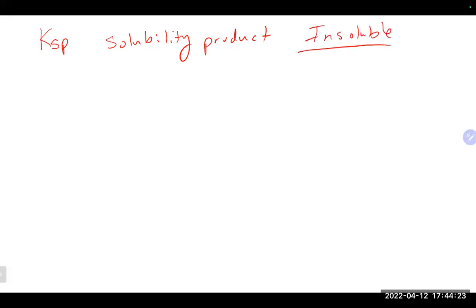So we are continuing chapter 15, I think, and we started talking about Ksp. So I think that sounds about right. A reminder, Ksp is the solubility product. It really is just an equilibrium constant that is typically an equilibrium constant for things that are, for the most part, insoluble. So kind of based on solubility rules, these are the things that we normally think about as being solids, insoluble.